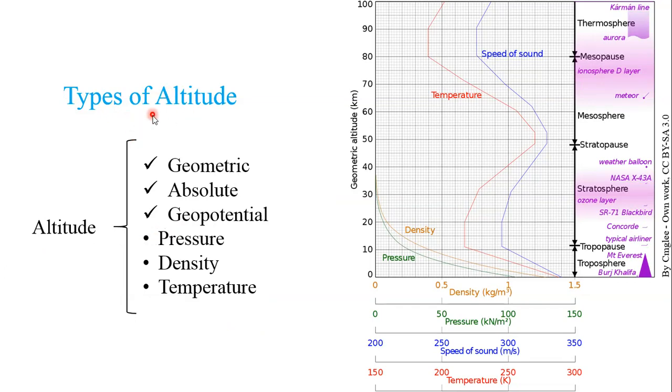In the previous lesson, we did see the geometric, absolute and geopotential altitude. So, under the types of altitude, we will be further proceeding to know about pressure, density, and temperature altitude.